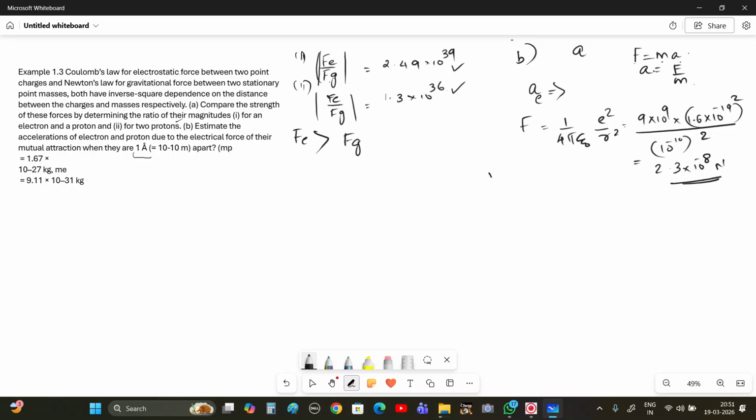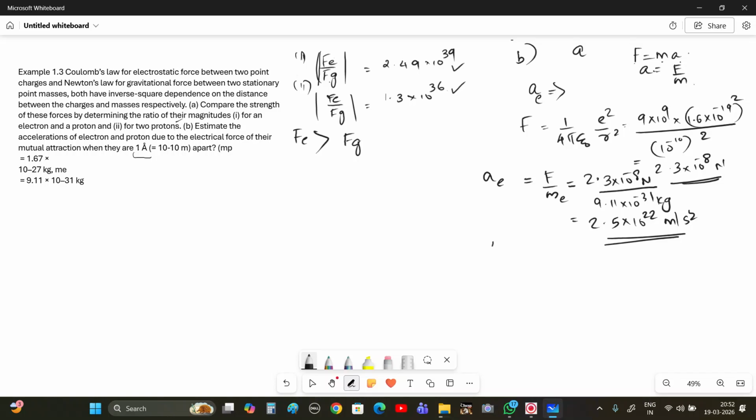This is the electrostatic force of attraction existing in that particular case. Now for finding the acceleration of the electron, AE is equal to F by m. F is 2.3 into 10 raised to minus 8 Newton, divided by the mass of the electron, me. The mass of the electron is 9.11 into 10 raised to minus 31 kilogram. On solving it, you will get the acceleration of the electron as 2.5 into 10 raised to 22 meter per second square.